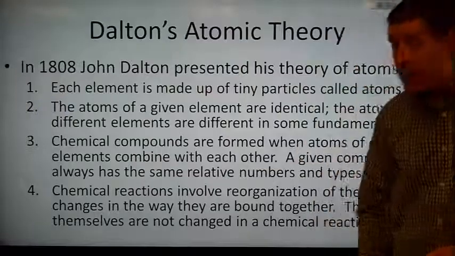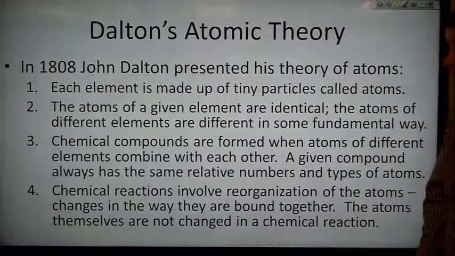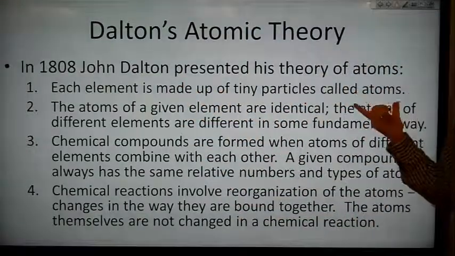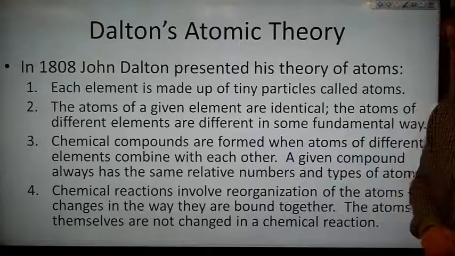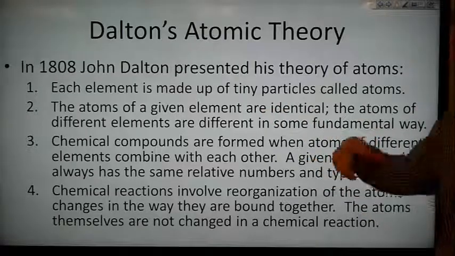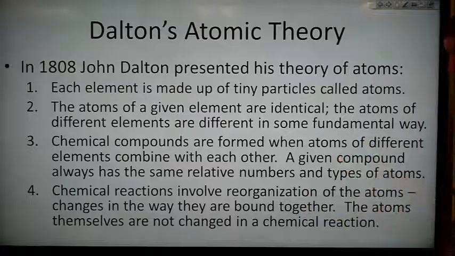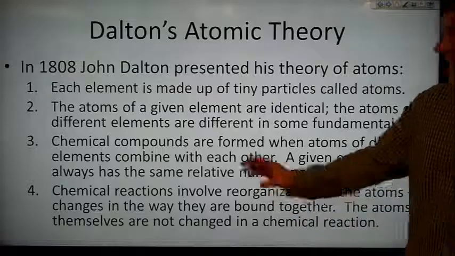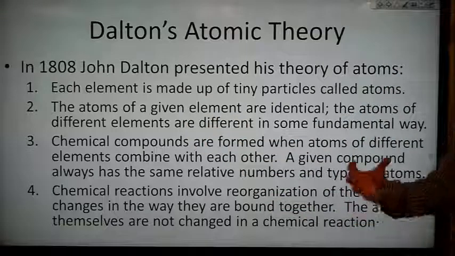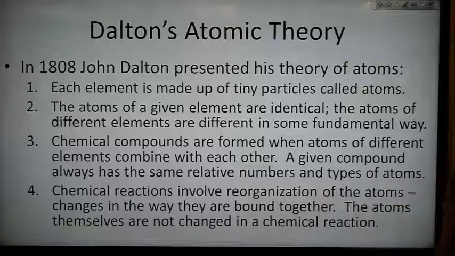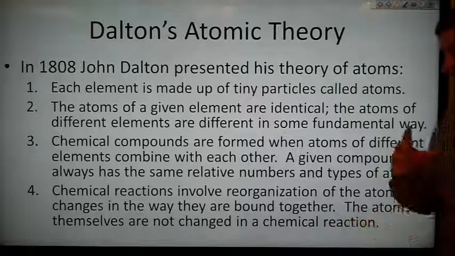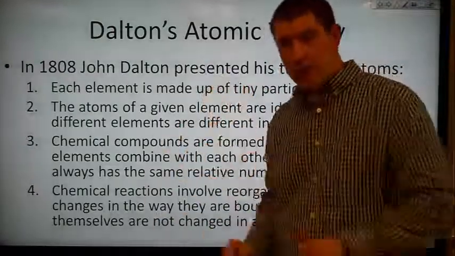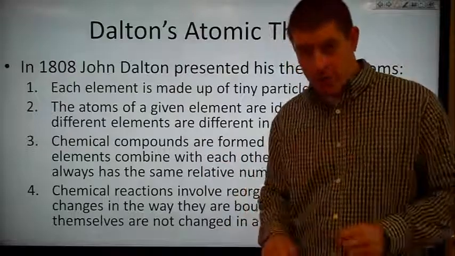So in 1808, John Dalton presents his theory of atoms, his atomic model. Each element is made up of tiny particles called atoms, and he says that the atoms of any given element are identical. The atoms of different elements are different in some fundamental way. He didn't know what it was, but he was saying they're different in some way. And also, chemical compounds are formed when atoms of different elements combine with each other. And a given compound always has the same relative numbers and types of atoms. So something like water always has the same ratio of hydrogen to oxygen atoms.